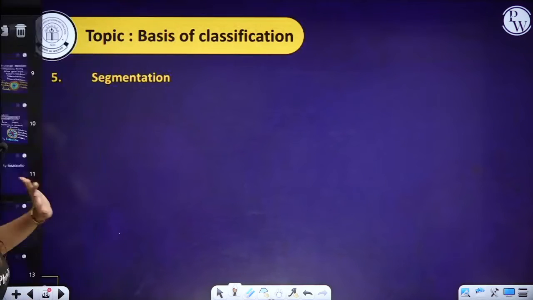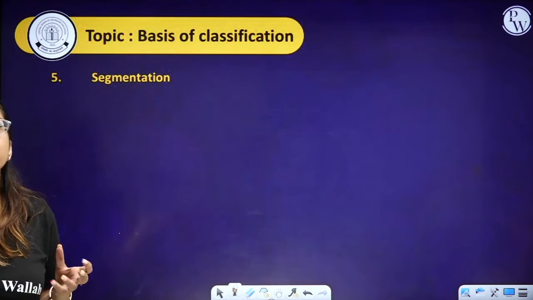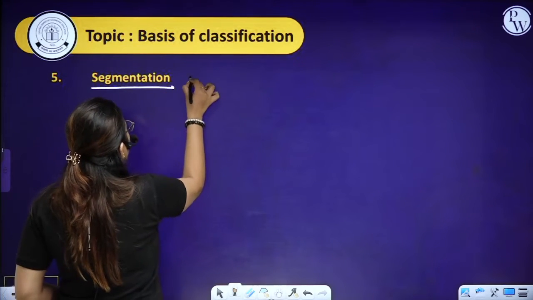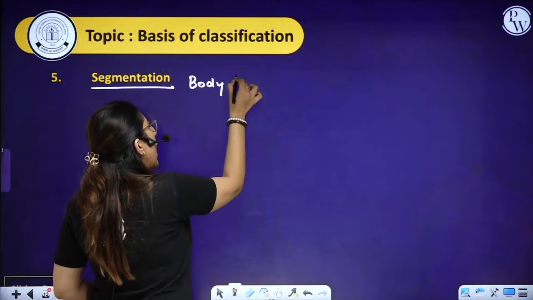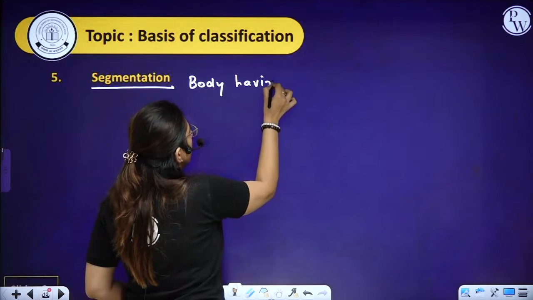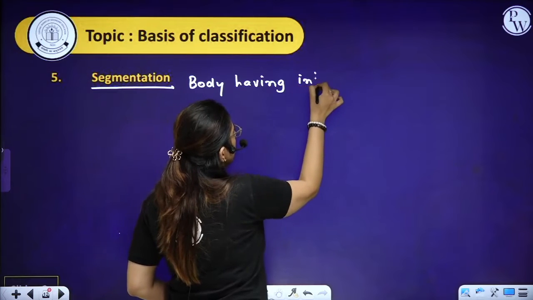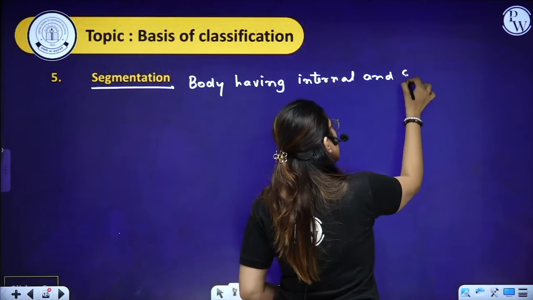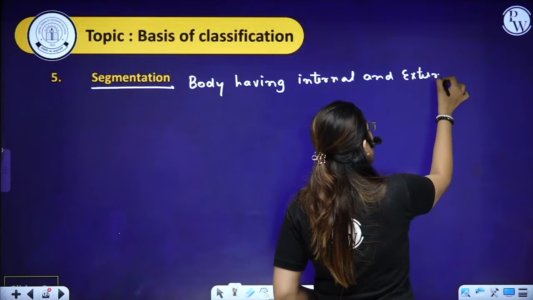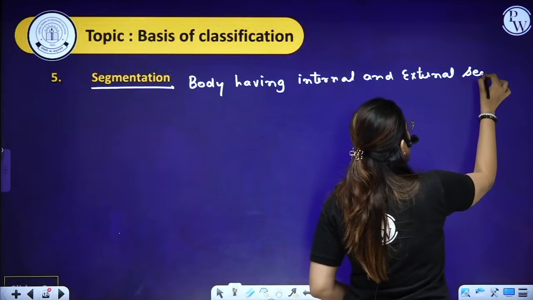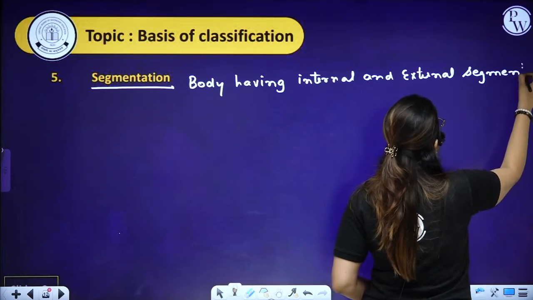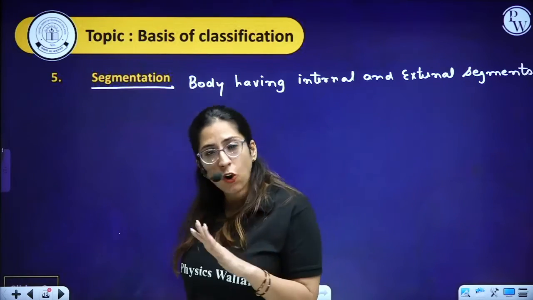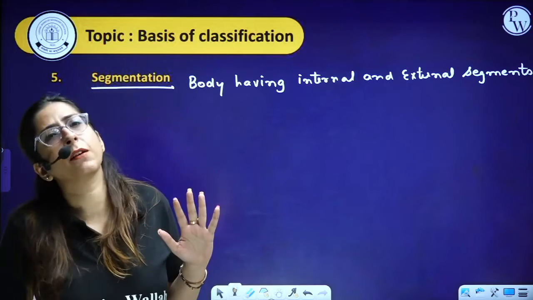That is the segmentation. So segmentation means the body is having segments, internal and external segments. That means the body is divisible into various segments. The body is having segments one after another. Not only externally, the internal segmentation is also seen.